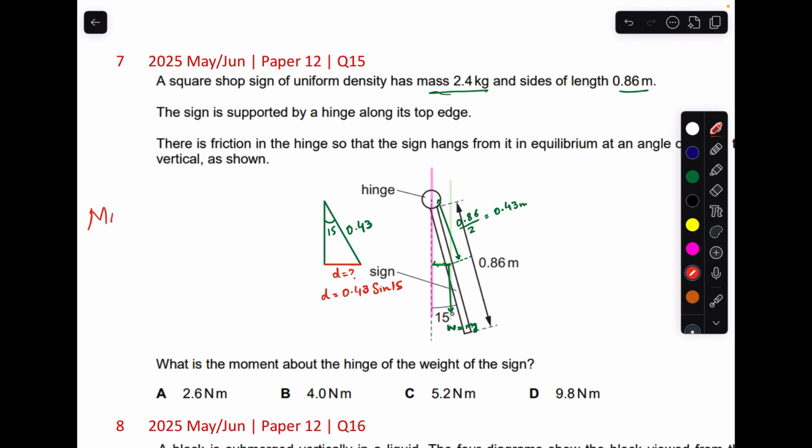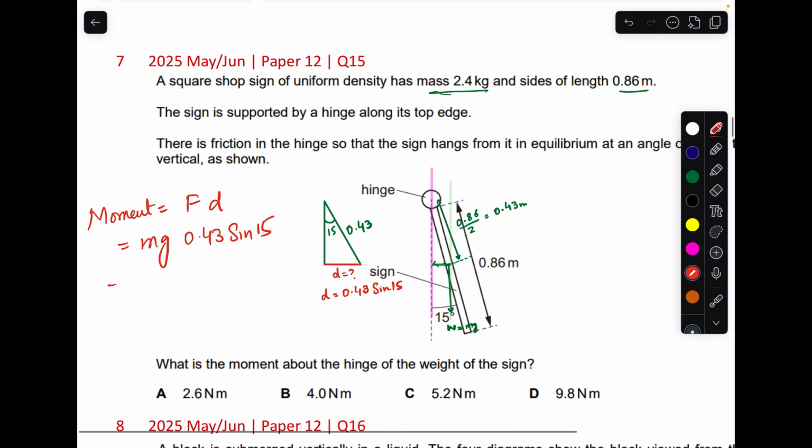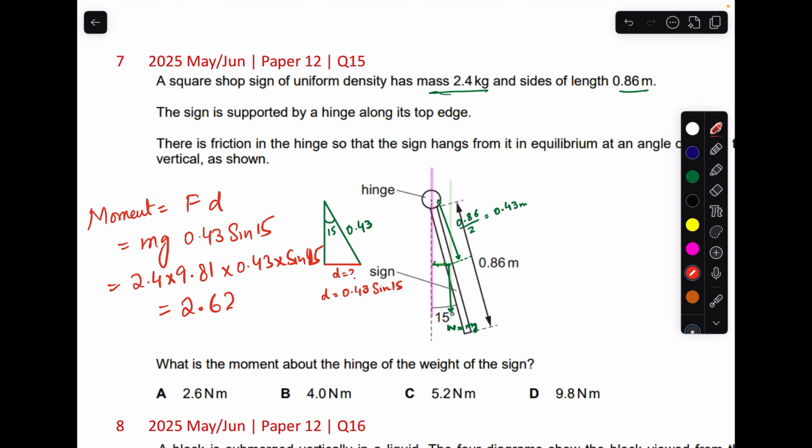Moment we know is F into D. F is weight mg and D is basically 0.43 sine of 15. Mass is given 2.4, g you know 9.81, 0.43 multiplied by sine of 15. Okay. So when we calculate, the answer will give us 2.62. So this is option A.